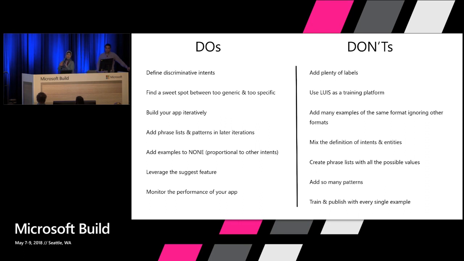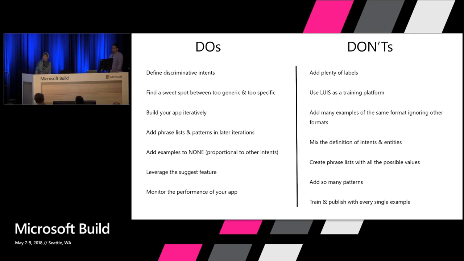It's not a training platform on the cloud. It is an interactive learning using few examples to build a good model, and add many examples of the same format, ignoring other formats. What is a format? LUIS gives you the ability to make sense of the variations of natural language when saying the same thing, when you want to mean the same thing. You provide variations, but you still mean the same intent.